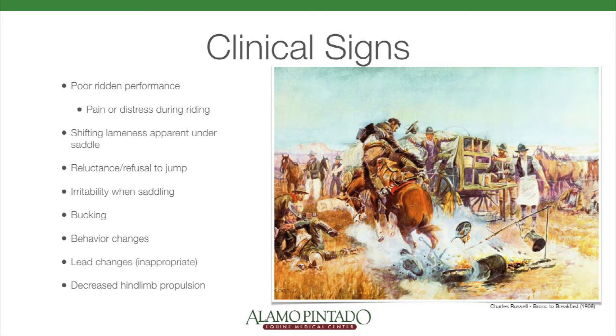So as you weight the horse with the saddle, with the rider, that spine will definitely get a little bit of a flexion to it, and then those kissing spine areas come in more contact. As far as clinical signs go, it's kind of all over the place.